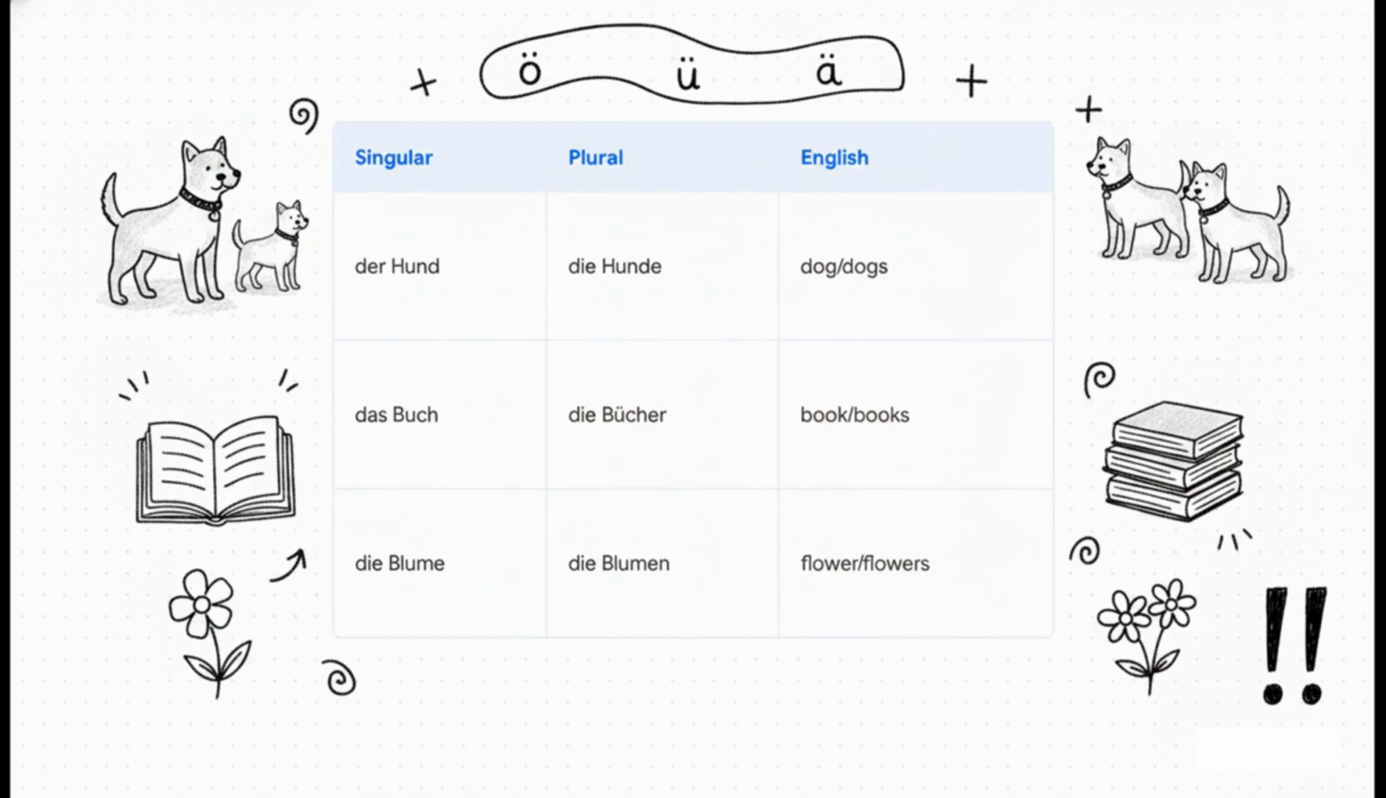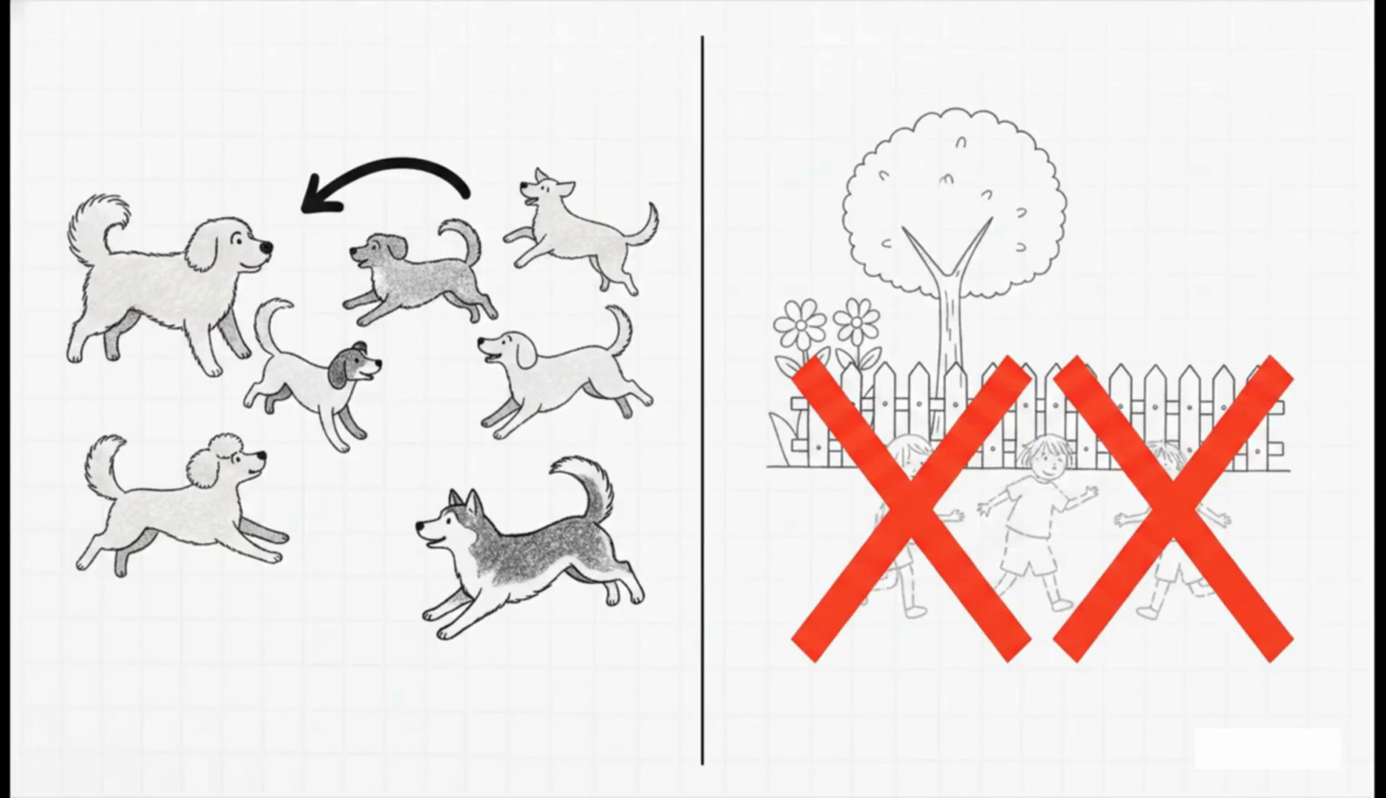Now, I know German plural endings can be a bit unpredictable. Sometimes you add an E, sometimes an ER, maybe throw an umlaut in there. But here's a fantastic piece of good news to make your life so much easier. Regardless of whether the singular word is masculine, feminine, or neuter, the definite article for every single plural noun is always die. Die Hunde, die Bücher, die Blumen. It's a lifesaver.